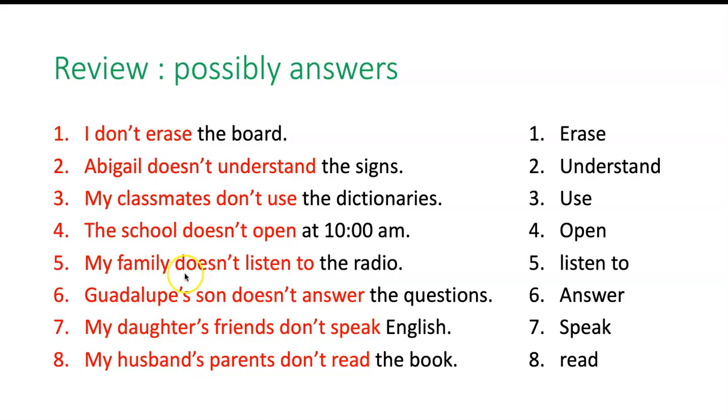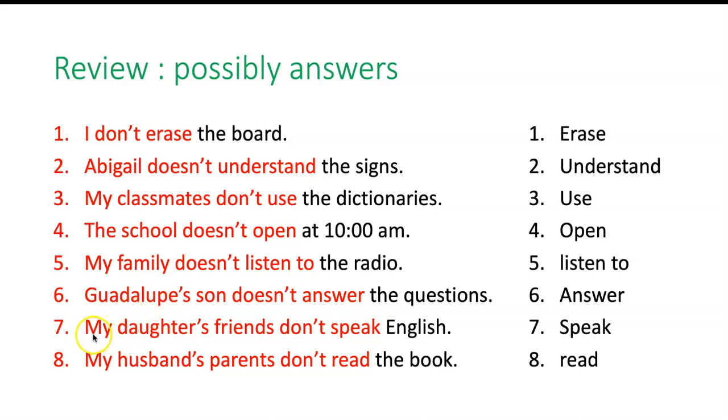So maybe some people here write my family don't. Sometimes it could be accepted, okay? Number 6, Guadalupe's son, el hijo de Guadalupe. Guadalupe's son, el hijo de Guadalupe es he. So you have to use doesn't answer the questions. Guadalupe's son doesn't answer the questions, okay?